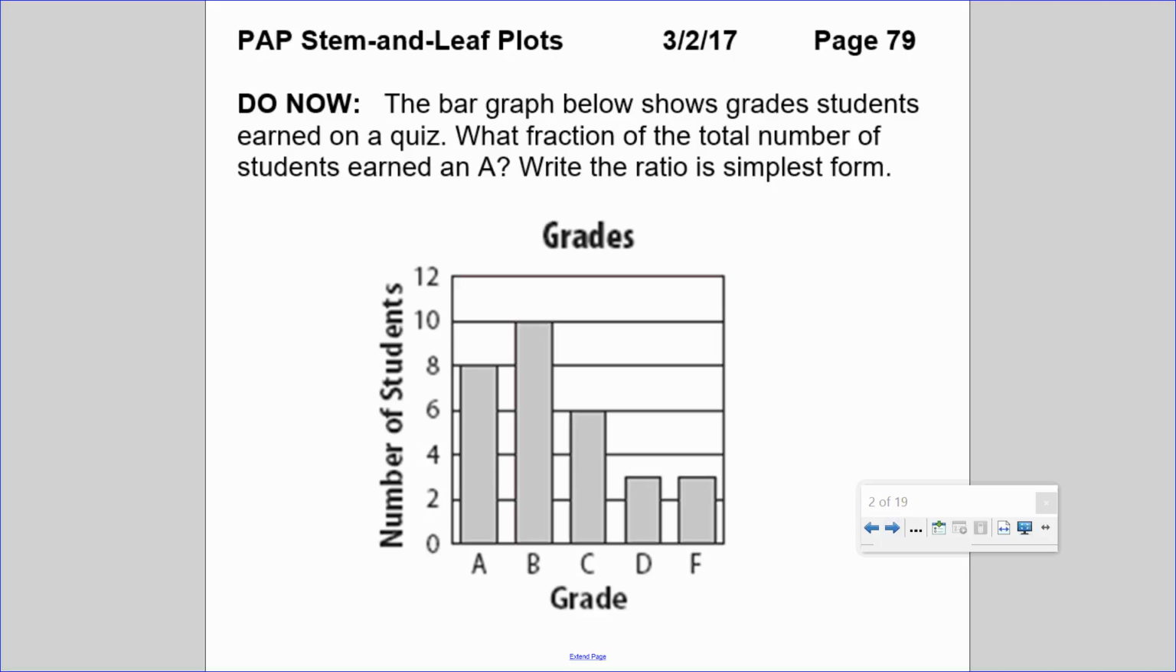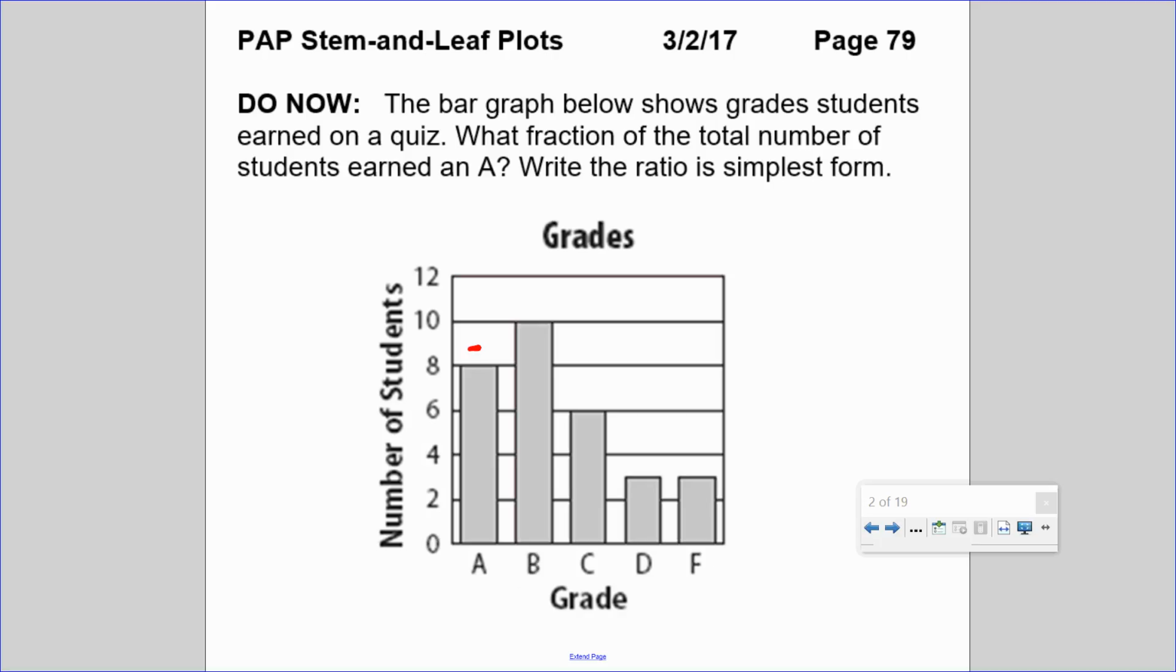So stem and leaf plots. The bar graph shows grades students earned on a quiz. What fraction of the total number of students earned an A? Write the ratio in simplest terms. So this is a bar graph. So let's look at it. Let's read the labels. On the bottom, you see grades of A, B, C, D, E, F, and on the side, the number of students.